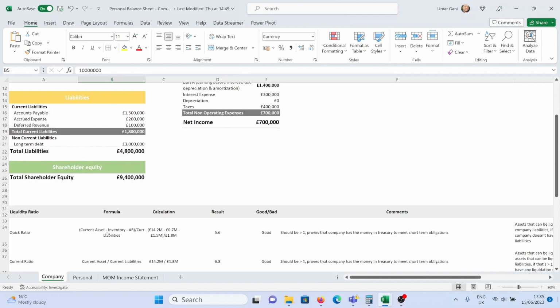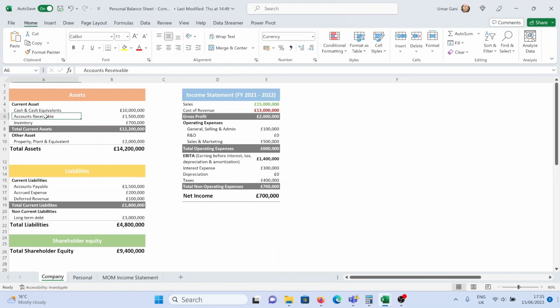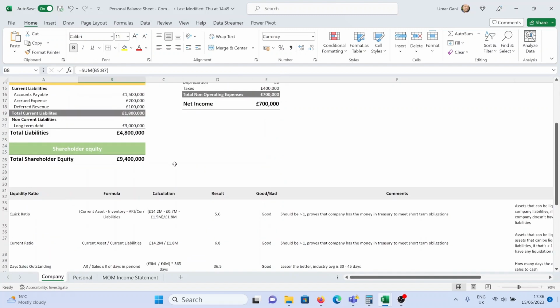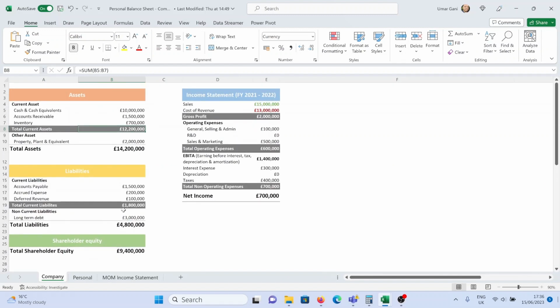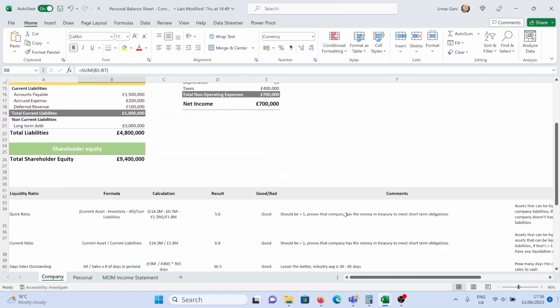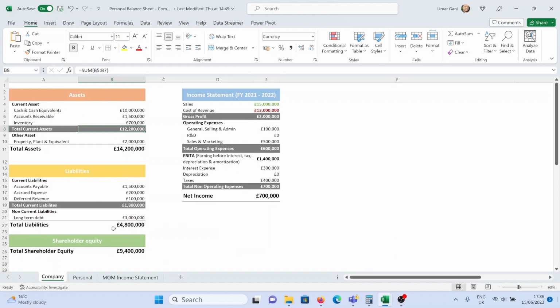Generally it is the total current assets minus the inventory and the AR. Because if you remember, I told you before that AR and inventory would take some time to convert into cash. So the total current assets minus this and this is 10 million. That 10 million is divided by the total liabilities, which is 4.8 million. Actually, it is 10 million divided by current liabilities, not the total liabilities.